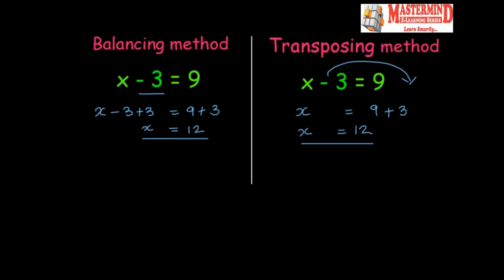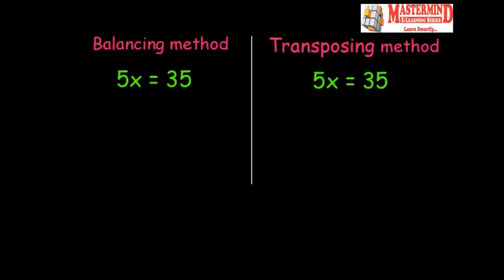Now let's see one more type of equation. Now here in this equation, if you see, we have 5x is equal to 35. Now this 5x means there is a multiplication sign in between 5 and x. Okay, 5x means 5 multiplied by x. So right now x, if you want to separate this x from 5, since it is multiplied, to remove this 5, we'll have to take the opposite of multiplication, which is division. So we'll divide by 5 on both sides.